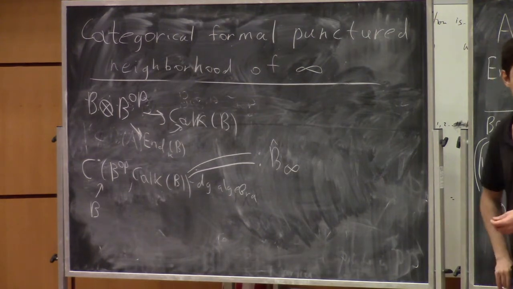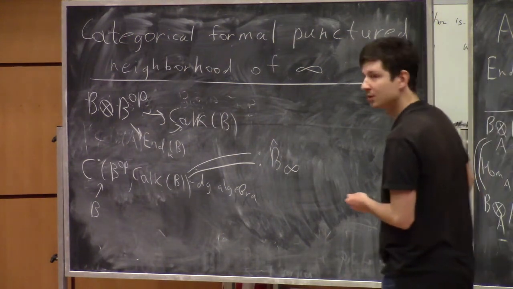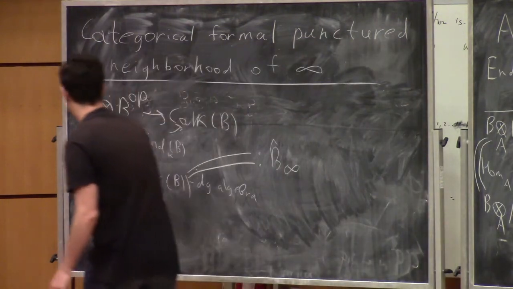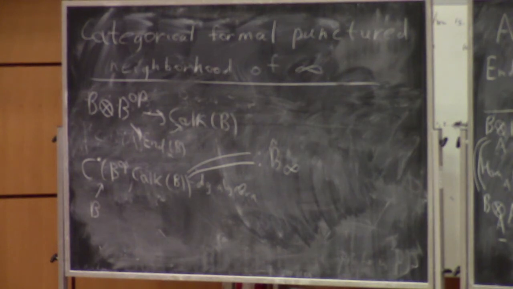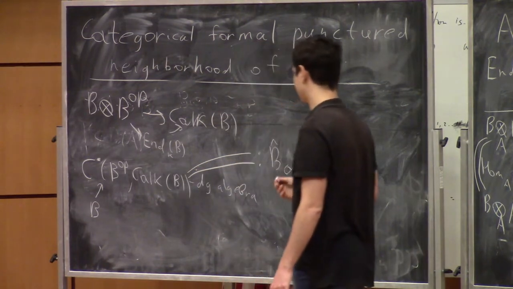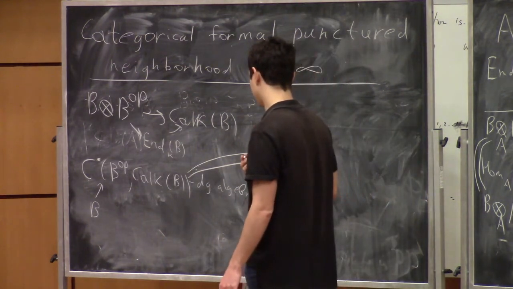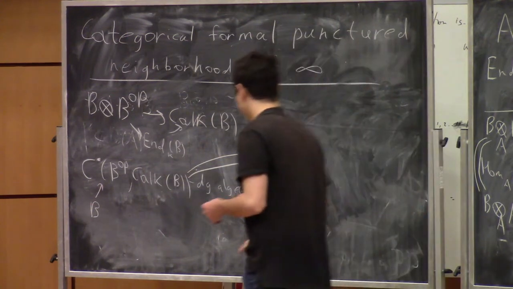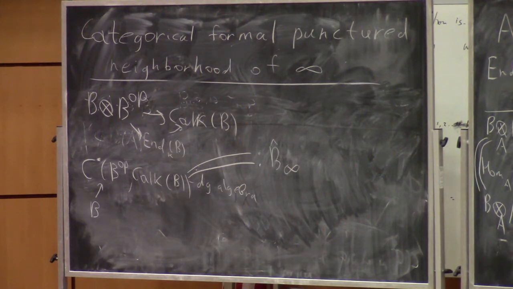So how much time do I have? Okay, yes. Sorry, that's Hochschild cochains, right? Yes, these are Hochschild cochains. It's RHom from the diagonal bimodule over B to the Cochran algebra. So I explained how this categorical formal punctured neighborhood is defined, and now let's look at some examples.